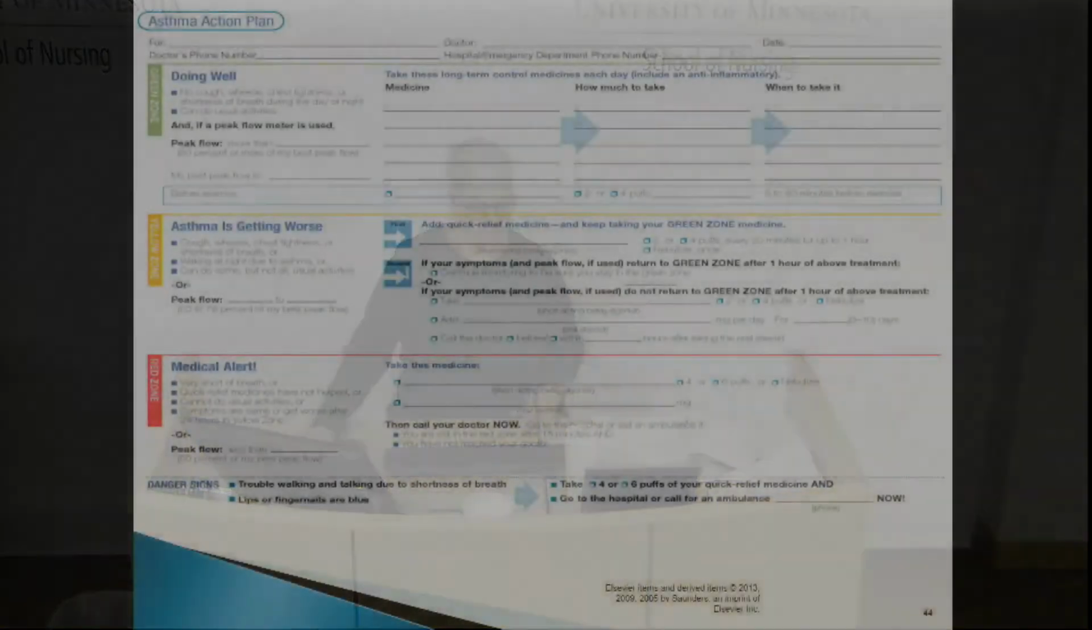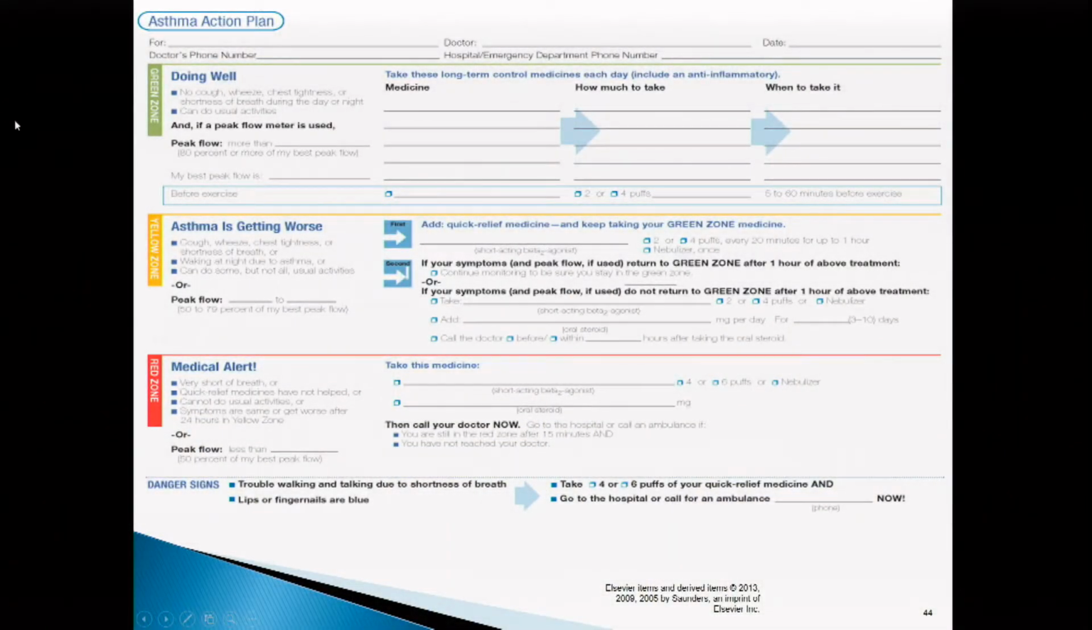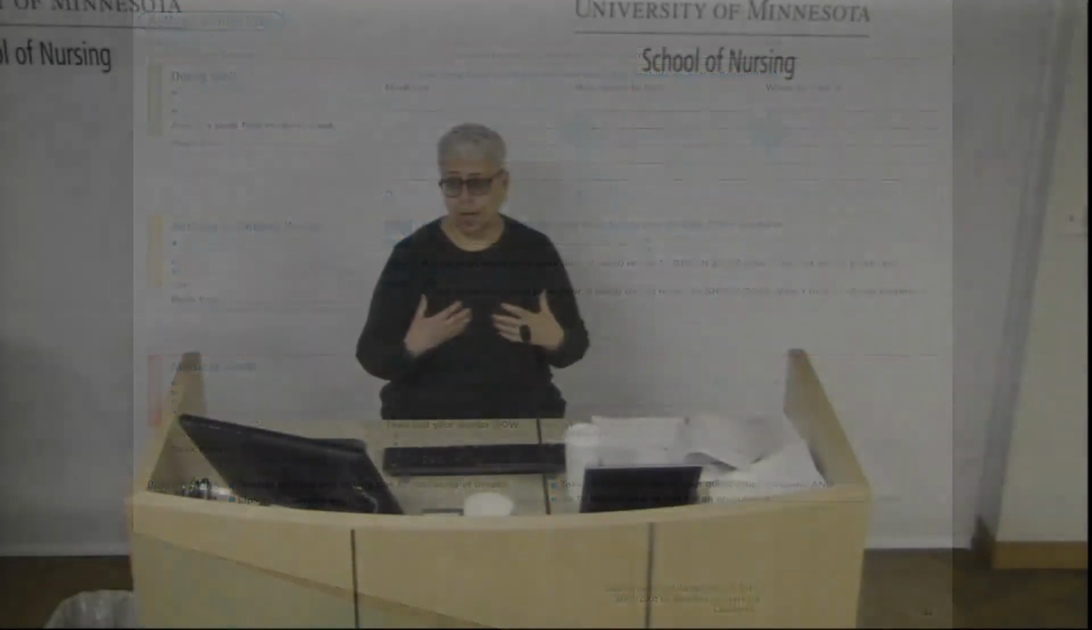And it lists information for the family, who the plan is for, who the doctor is, the phone numbers of both the physician and the emergency department should they be needed, and the green zone. So everything's going well. This is just your daily management. So you're not coughing, you're not wheezing, you're not having chest tightness or shortness of breath. The child's able to do their usual activities. If they're using a peak flow meter, here's the range it should be in, because that's one way to tell how well ventilation is working.